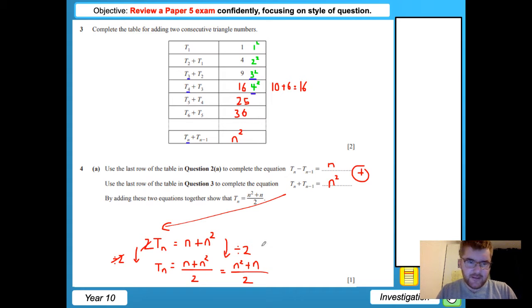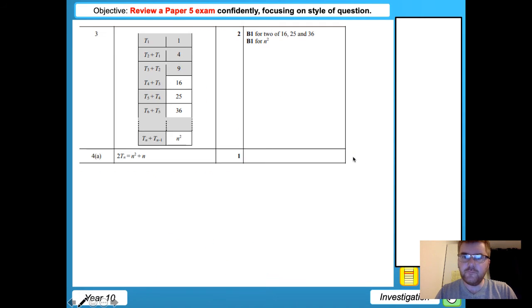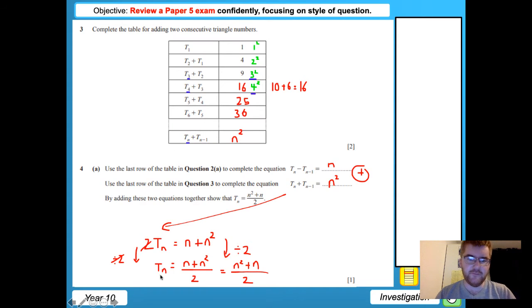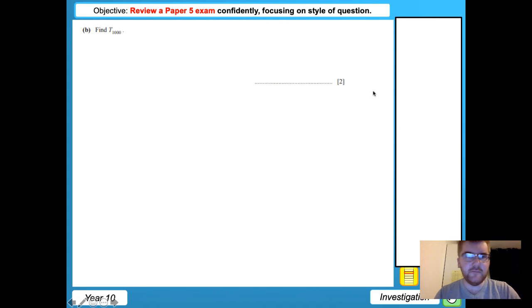Okay, let's have a look at the mark scheme. Let's just check that we are okay with our marks. So yep, you get a space mark, 1 mark for 2 of correct 16, 25, 36. So even if you've got one of those wrong, you still get the full mark, and then 1 mark for n squared. And then you get the method mark for showing the equation I just showed you here. So 2Tn is equal to n plus n squared, or n squared plus n. That is fine as well. Okay, all good. Let's continue on.